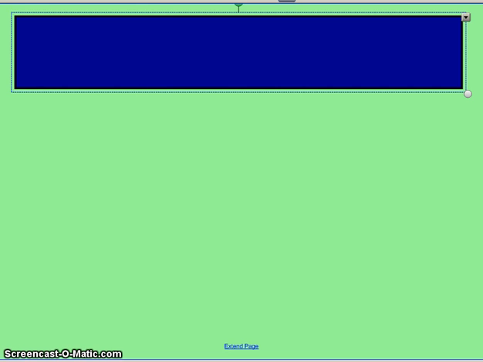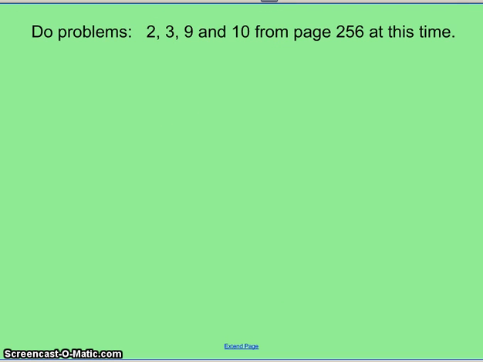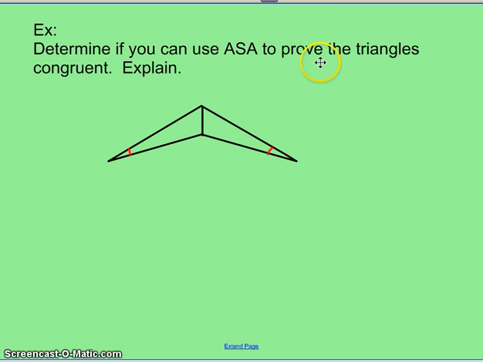So let's keep moving. Regular geometry class students, boom, right there, looks like 2, 3, 9, and 10. iPad initiative, we're going to move on to another example.